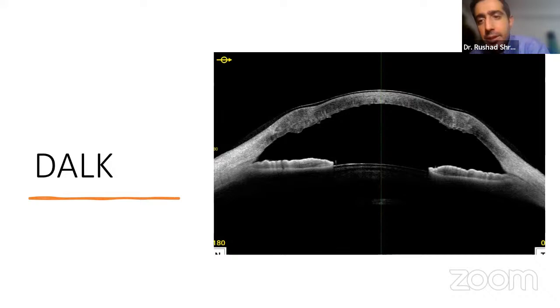Now, deep anterior lamellar keratoplasty, like I mentioned, can be done for keratoconus or for deep stromal corneal disorders. And you can see very nicely here the patient's own Descemet's membrane. And this is actually the donor cornea that has been attached to the host cornea at this particular area, and it's covered by a bandage contact lens.